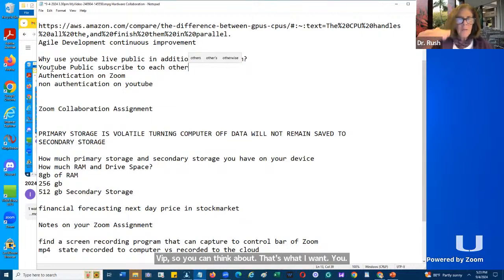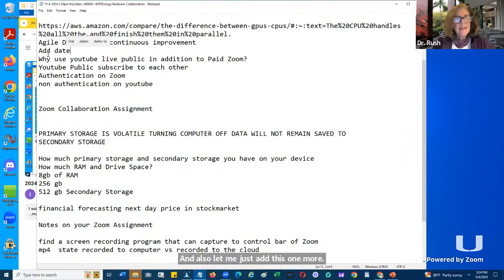So my goal is now you'll see it, keep what you have. And also, let me just add this one more: add date and time and name in your file name.